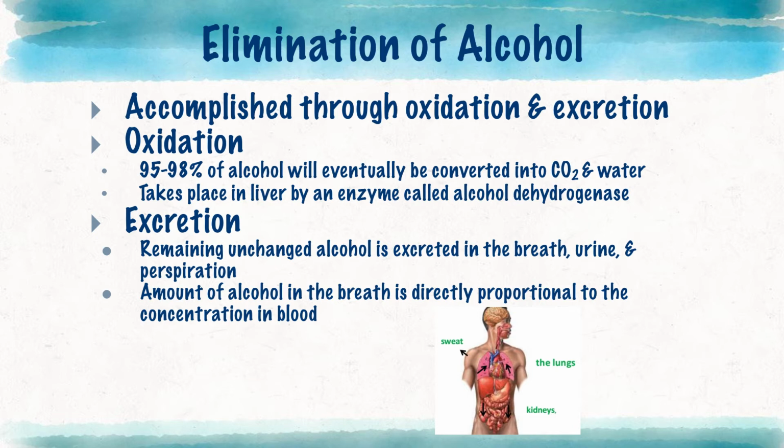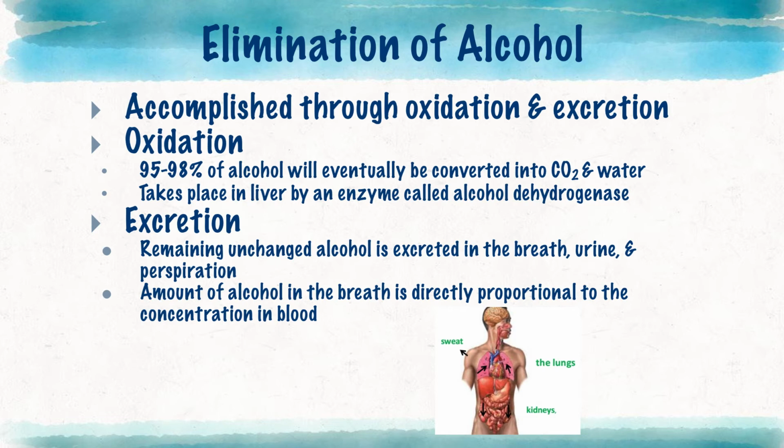It is first converted in the liver into acetaldehyde and then into acetic acid. The acetic acid is then oxidized in all parts of the body into carbon dioxide and water. Excretion is any remaining unchanged alcohol, so anywhere from 2 to 5% is excreted in either the breath, the urine, or perspiration.